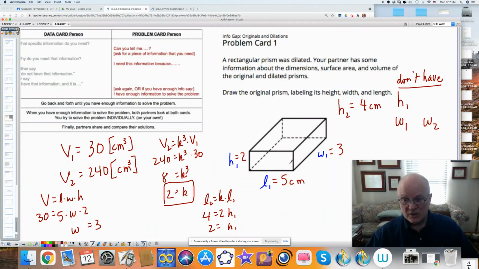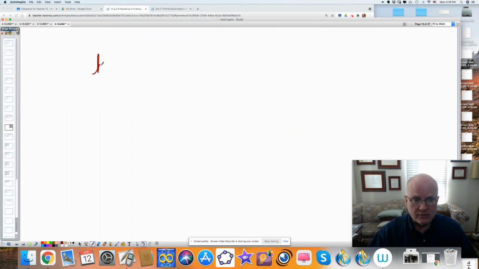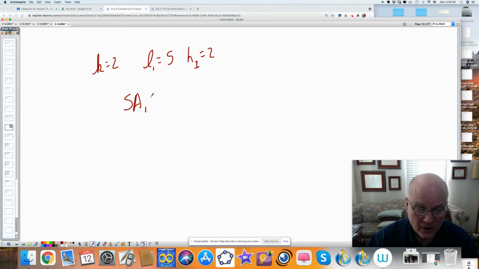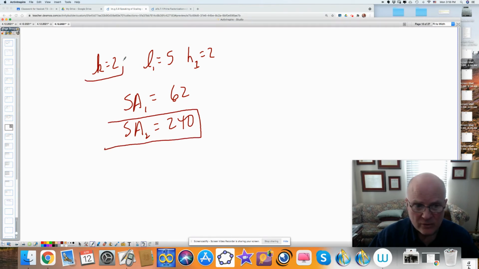One class tried to do this with surface area. Surface area is kind of hard. If you did this with surface area, knowing that my scale factor is 2 and my original length is 5 and the height of my first one is going to be 2. If I knew this information and I knew the surface areas, the surface area that I started with is going to be 62. And the surface area that we end with is 248. Well, I won't use this information, I guess. I'm only going to use this information.